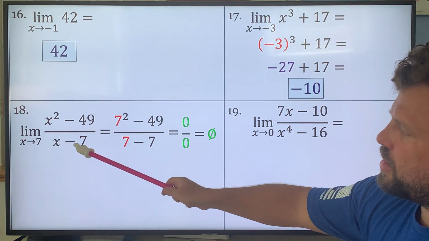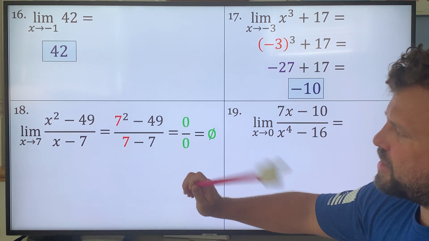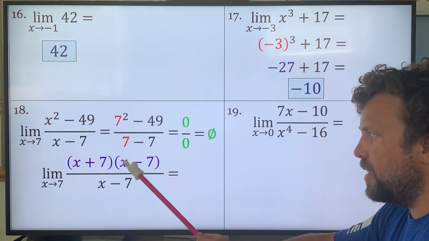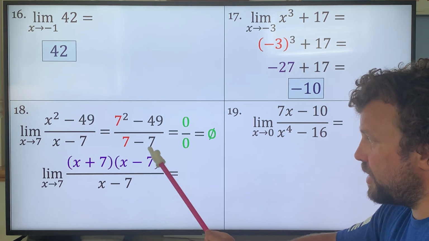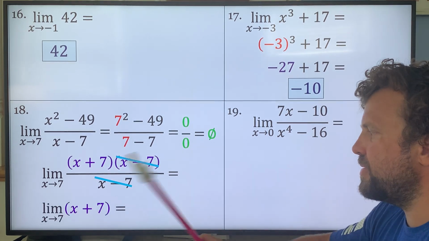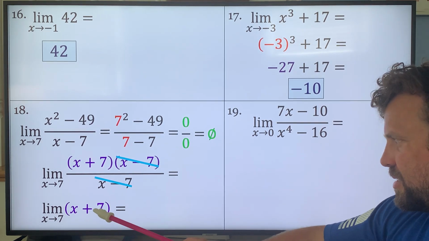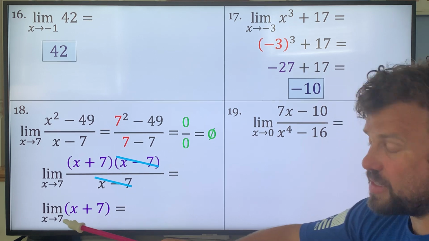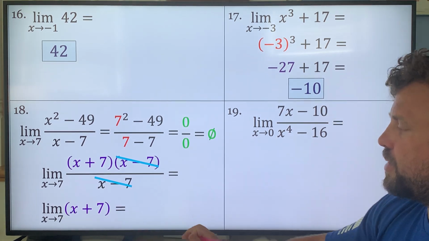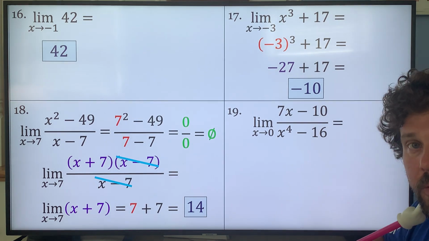Perfect square. And look at the bottom. If you ever want to know what to factor, look at this, it's probably part of this. Well, it is. X plus 7, x minus 7. These are the same in the numerator and denominator. They cancel out, become a 1 and a 1. X plus 7 over 1 is the limit of x plus 7 as x approaches 7. Now I take my 7, plug it in. 14 is my answer. You good?